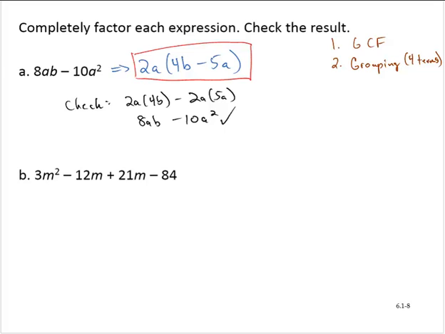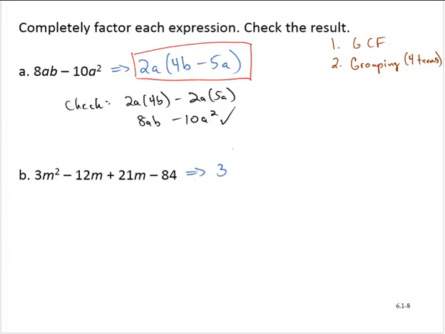Exercise B, we have 3m squared minus 12m plus 21m minus 84. Now we see four terms, and it might be very tempting to go straight to grouping. But wait a second, we should always first see if there's a common factor. And in fact, these four terms do have a common factor, and the common factor is 3. So the first thing we're going to do is factor out the 3.